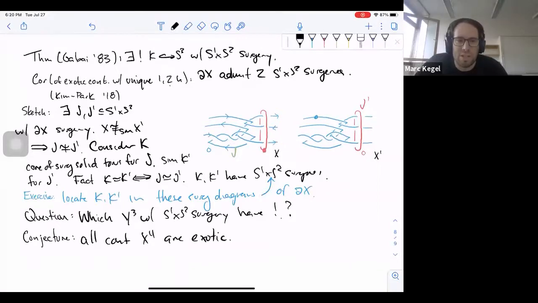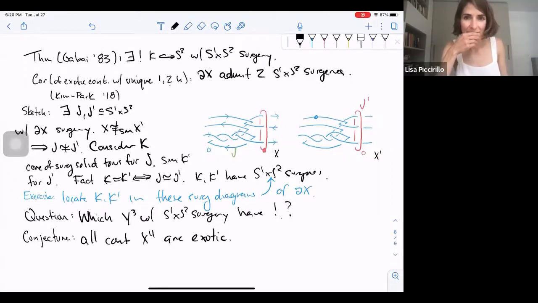So this conjecture would imply that the Poincare conjecture is not true, right? Yeah, that's right. Okay.